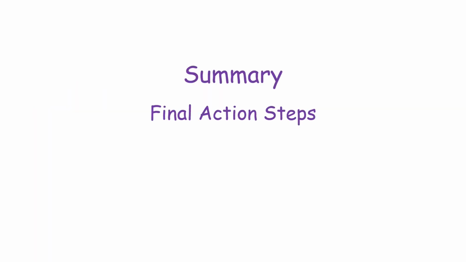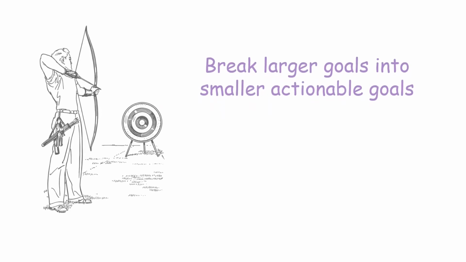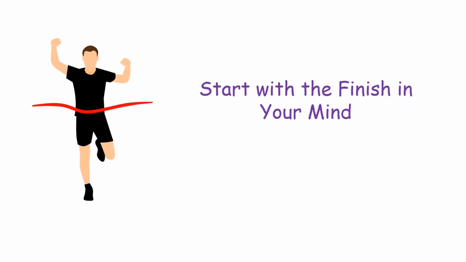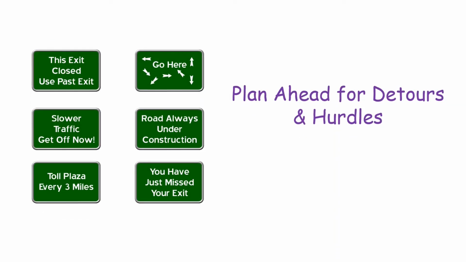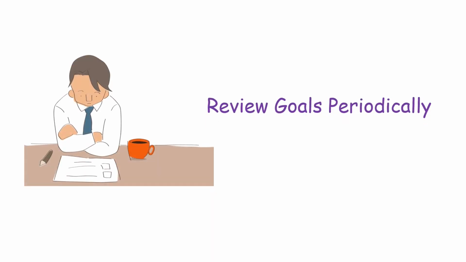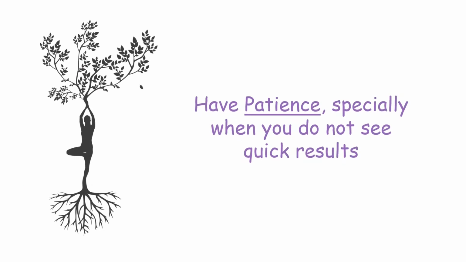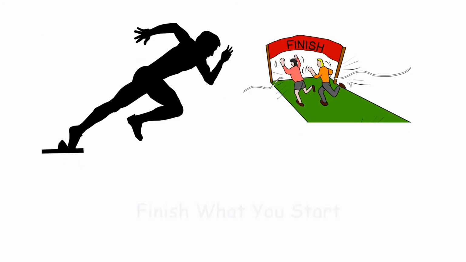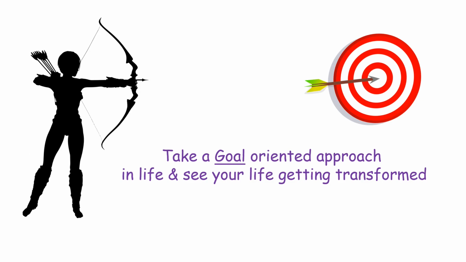As final action steps, we can say, break your larger goals into smaller actionable goals. Do one thing at a time. Start with the finish in your mind. Plan ahead for detours or hurdles. Review your goals periodically. Have patience, especially when you do not see results as per your timeline. And finally, finish what you start. Take a goal-oriented approach towards life and you'll see your life getting transformed.